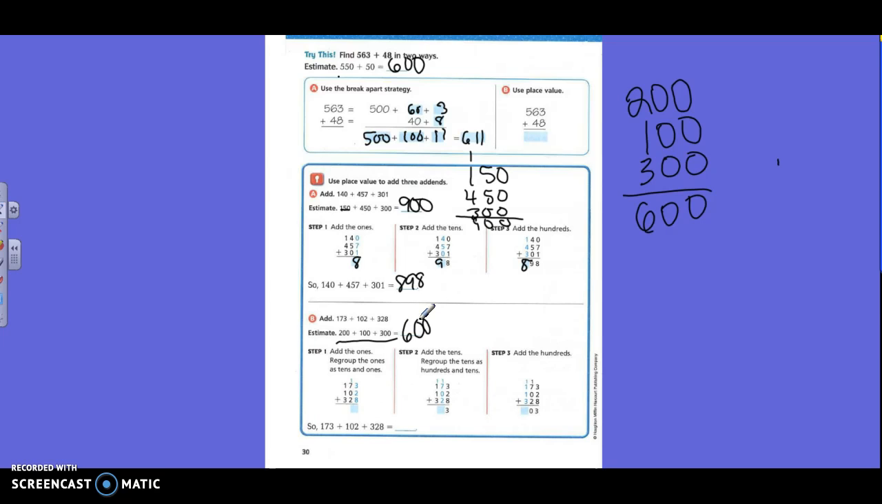Now we're going to actually really add the real numbers, not the estimates. So 173 is on top. 102 is in the middle. 328 is on the bottom. So now you have to add the ones places first, right? Yes. So that would be 3 and 2 and 8. What's 3 plus 2 plus 8?